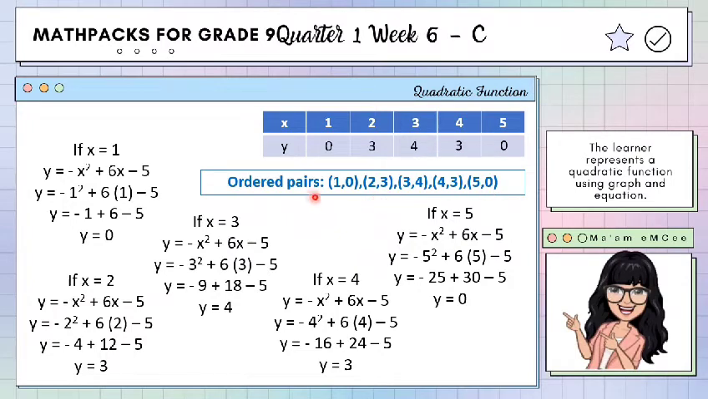Now we need these ordered pairs. Remember, these ordered pairs are representations of our points. So we can plot our points using these ordered pairs. So it is very important to get the ordered pairs in solving this kind of quadratic function. So again, we have here 1, 0, 2, 3, 3, 4, 4, 3, and 5, 0. We are now ready to graph our quadratic function.